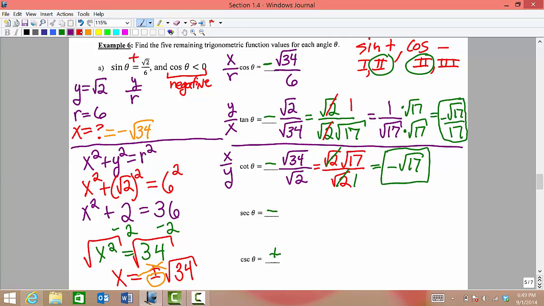Secant is r divided by x, so r was 6, and x is the square root of 34. And once again, we need to simplify and rationalize. So we're going to multiply the top and the bottom by the square root of 34.